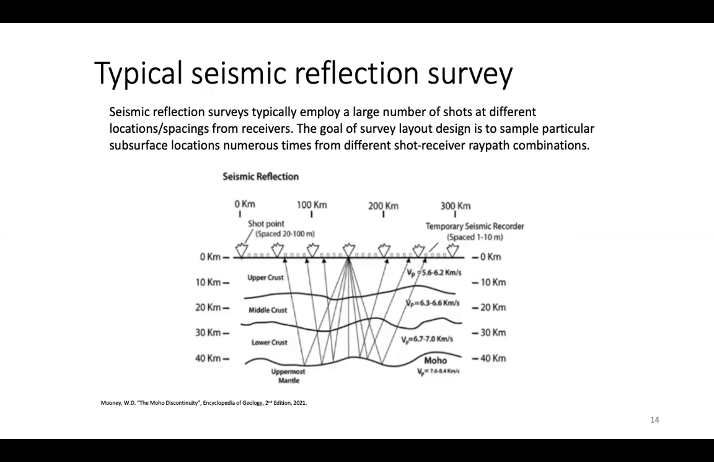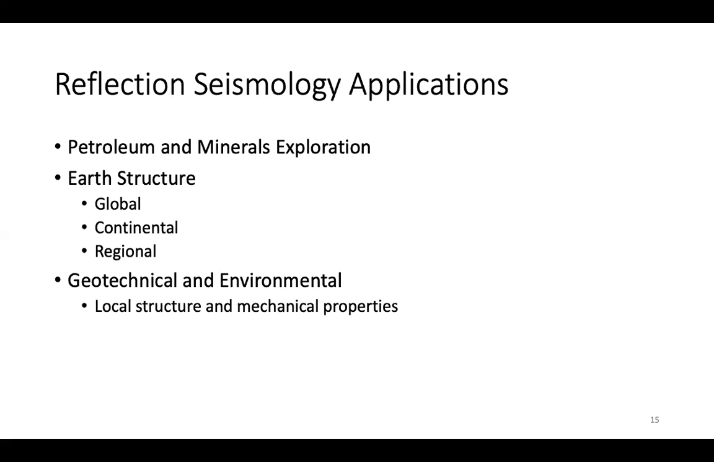Now, in a typical reflection survey, we do a number of shots at different points, and this goes for land or for marine surveys, and we take all that information and combine it together to try and get a picture of what's going on underneath. So the applications of this, obviously a lot of this comes out of petroleum and mineral exploration, and this is why the field has been so well developed, because, let's face it, petrol companies have put a lot of money into this over many years. But it is good for basin structure in general.